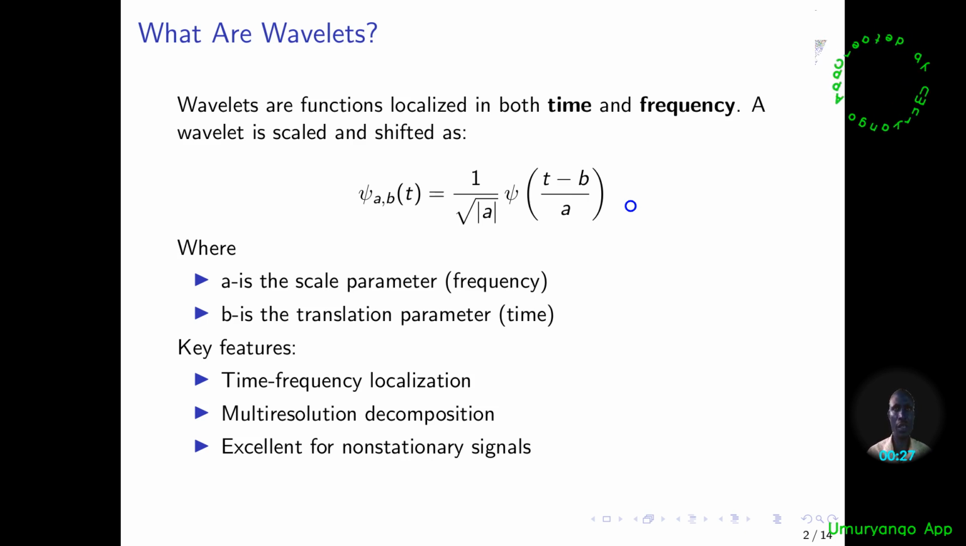A wavelet is a family of wave packets given by this function, where we have B, the translation parameter, and A, the scale parameter. A is useful to look inside the frequency components of the signal, and B is therefore the time resolution of the signal.